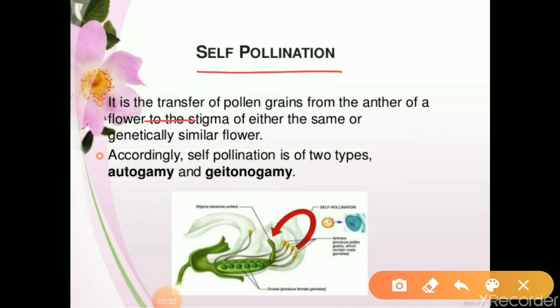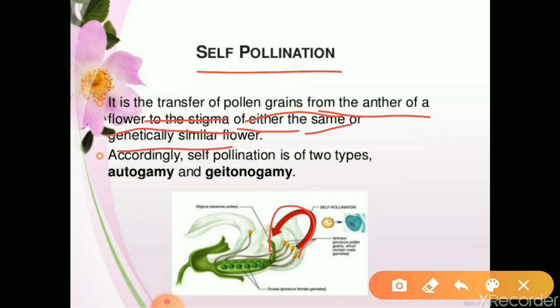Self-pollination means the transfer of pollen grains from the anther of a flower to the stigma of either the same or genetically similar flower. During self-pollination, pollen grains will transfer from where to where? From the anther to the stigma of either the same flower or genetically similar flower. Genetically similar flower means they are the same in genus. Okay, so such a type of pollination we can call self pollination.